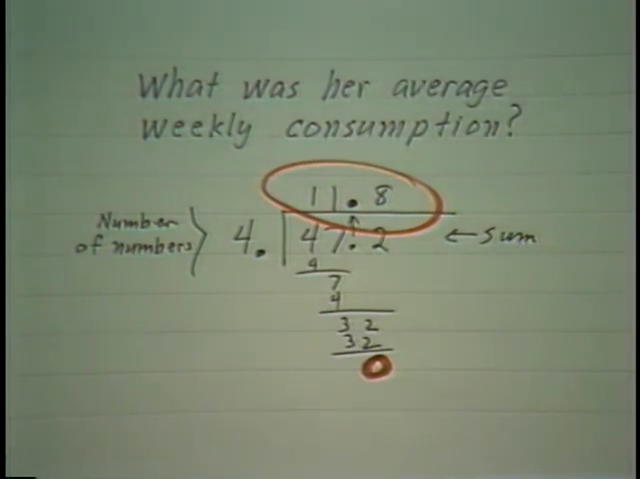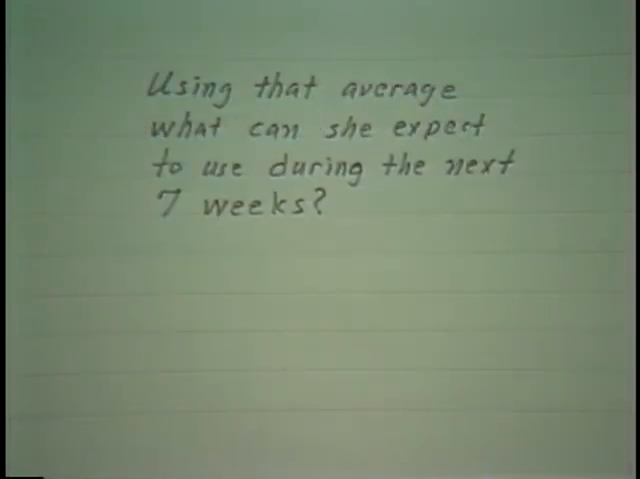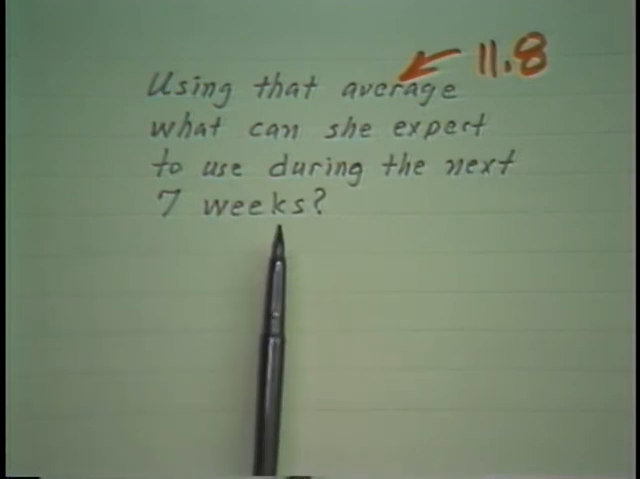Now let's see what this average can be used for. Using that average, what can she expect to use during the next 7 weeks? Now there's an underlying assumption here that she won't use the car in any unusual manner. That'll be more or less the same as her last usage.